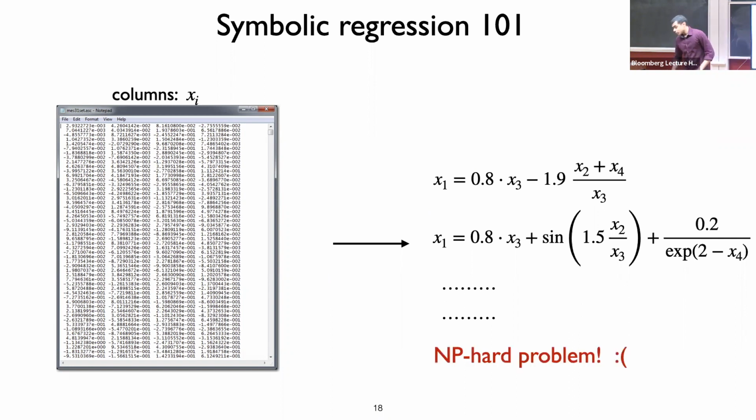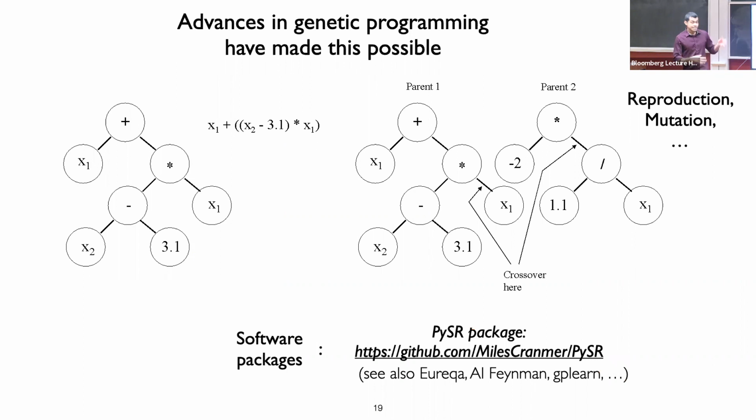And this problem is actually quite challenging because it's an NP-hard problem. So it scales very badly with the number of dimensions. And I think that's why there have been some advances in genetic programming which have actually made this possible. So, just to give an overview, this is one of the equations. If you want to represent it in the form that these algorithms use, this looks like a graph structure.